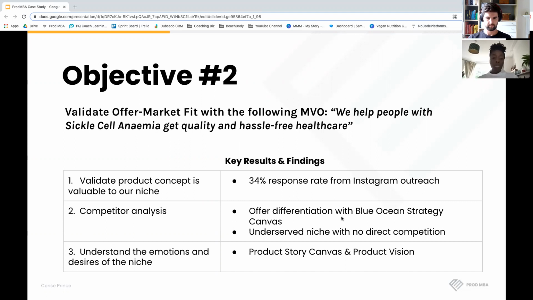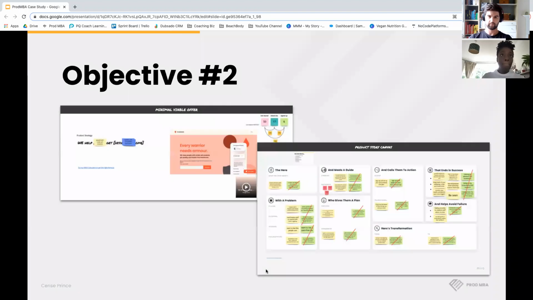and seeing what things this offer would deliver compared to what else was out there, I learned that there wasn't much serving this niche. It was very underserved, so there was a lot of opportunity to support them with a solution here. I also learned about connecting a bit more with the emotions that they feel. That was through the product story canvas and also defining the product vision.